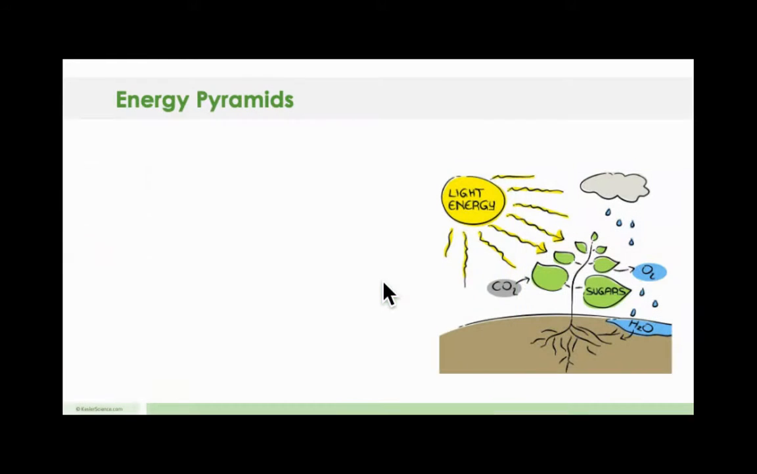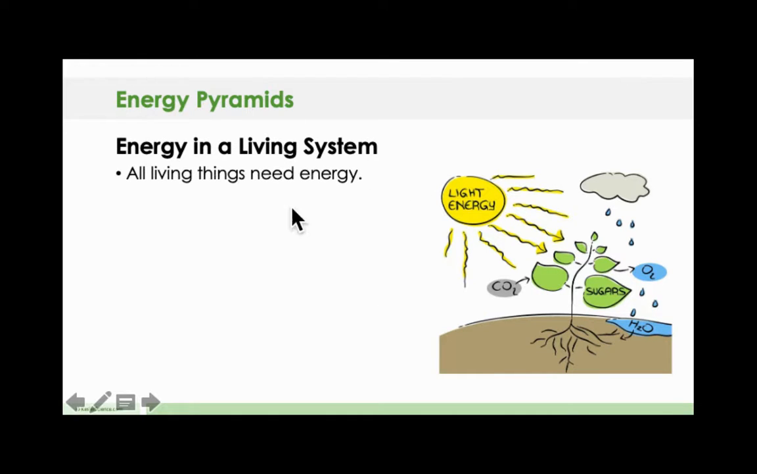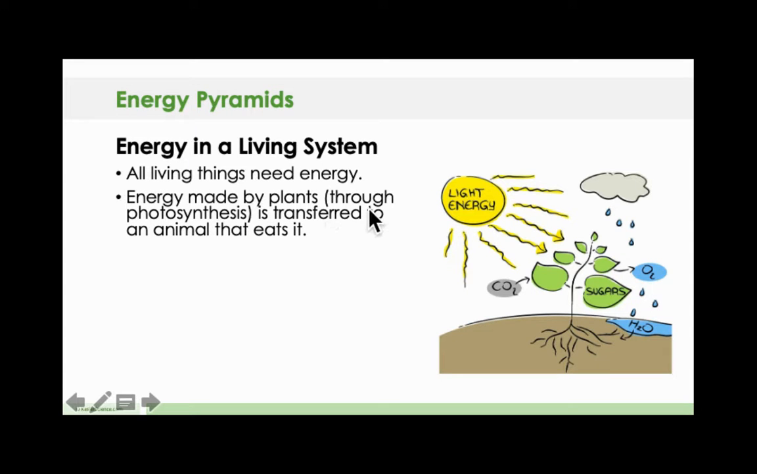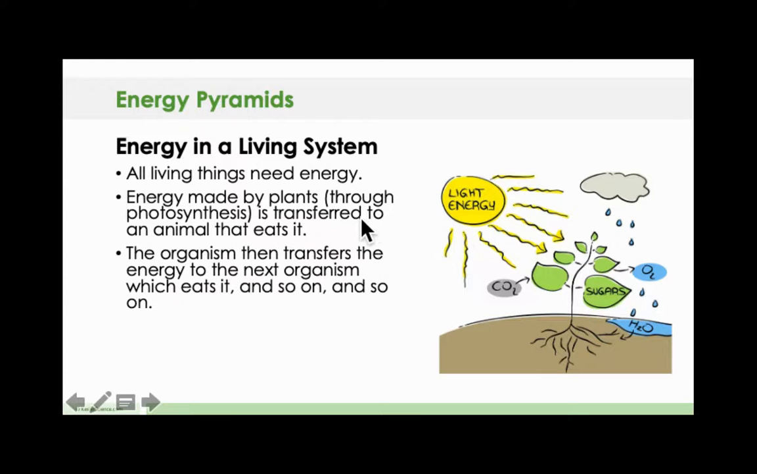Part of this is going to be a little bit of review from the last unit we did. First off, we need to understand where energy comes from in a living system. All living things are going to need energy. You know this. Energy made by plants through photosynthesis is transferred to an animal that eats it. The organism then transfers the energy to the next organism, which eats it, and so on. So it all comes from plants, but really it all comes from the sun, like you can see there.